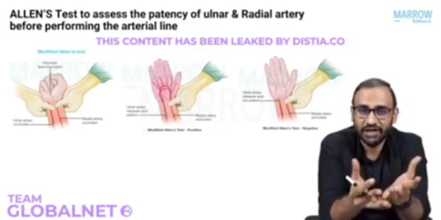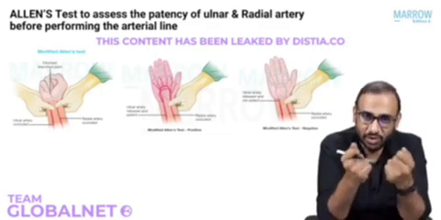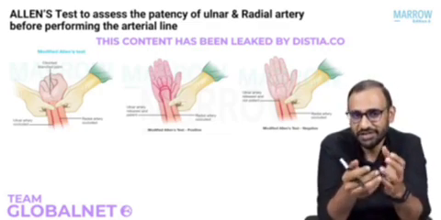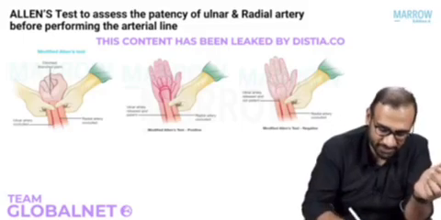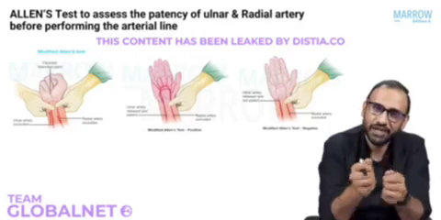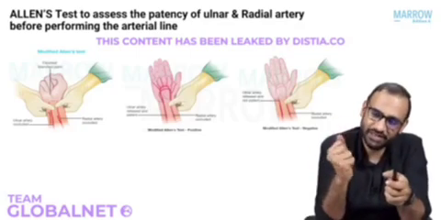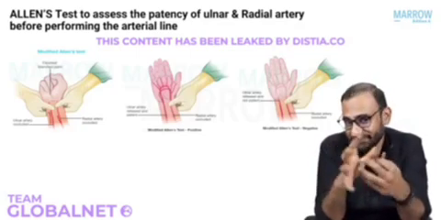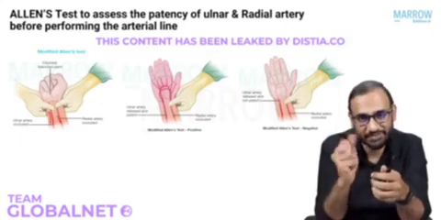In order to avoid that, you basically assess if there is a dual supply to the hand or not with this Allen's test. So what do you do in Allen's test? You basically obstruct both the radial and the ulnar artery and ask the patient to open and close the hand, thereby washing away the blood, and it becomes pale.